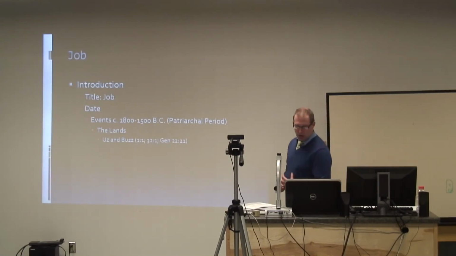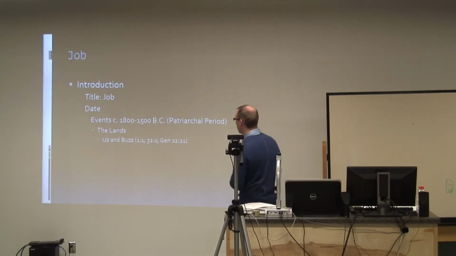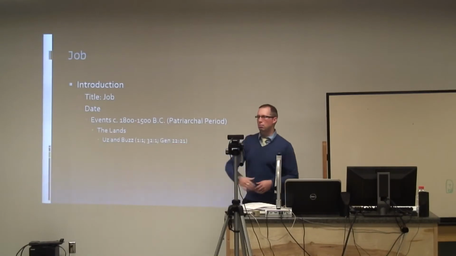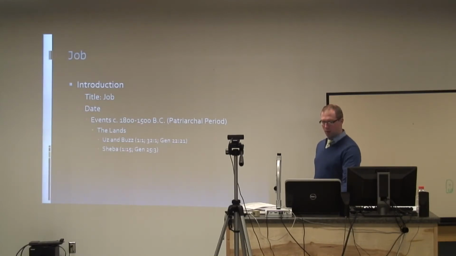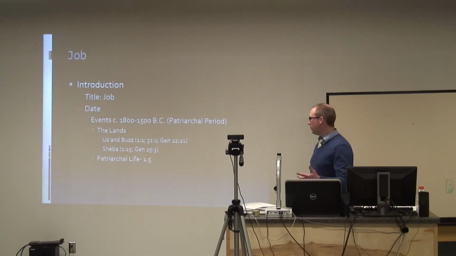And more from Buz. Genesis 22:21 talks about Uz and Buz. So you're talking about people who lived in that area. You also have the land of Sheba, mentioned in Genesis 25:3. So again, remember what's going on. Genesis 22, right around where Abraham offers Isaac for sacrifice, to give you an idea of where you are in the narrative of Genesis. Genesis 25, shortly after that, talking about Sheba. So the lands that are mentioned in Job seem to be present in the narrative in Genesis.